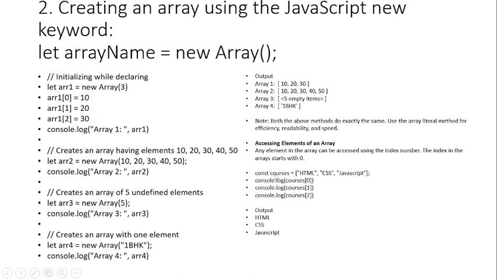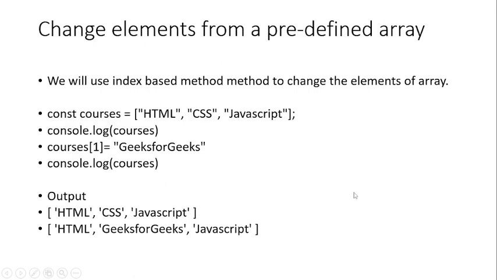You can see the example, const courses is equal to HTML, CSS and JavaScript. If I want to print HTML, I have to use courses of 0. If I want to print JavaScript, you have to use courses of 2. If you want to print CSS, you have to write console.log courses of 1. Because the name of the array is courses. So this is how you are going to access the elements of an array.